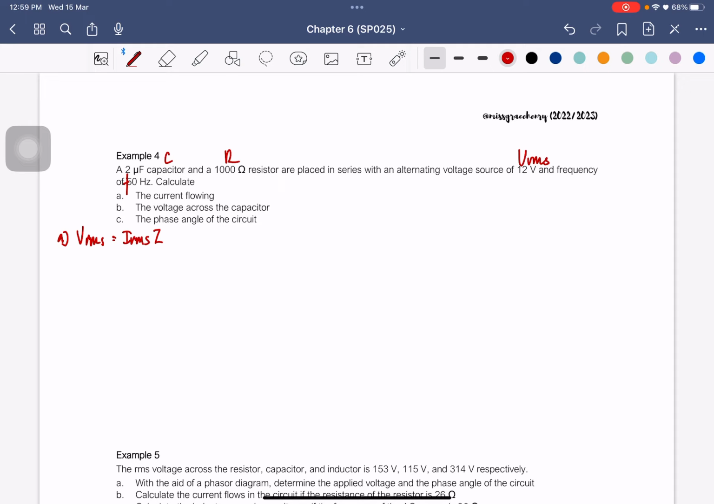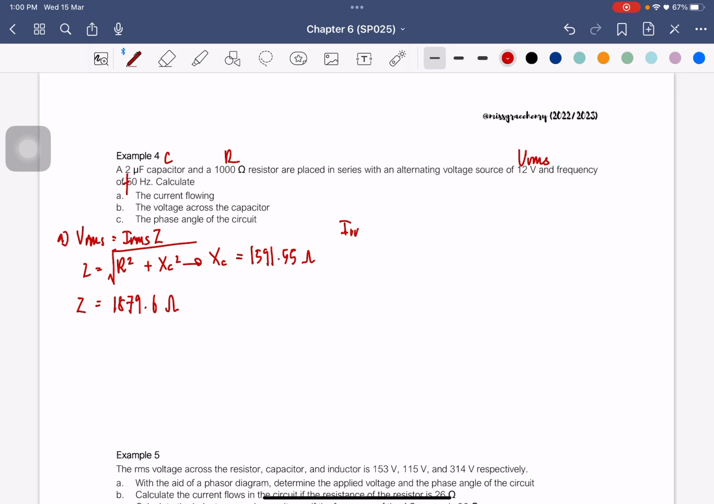Okay, so sekarang ni Z ni adalah square root of R square plus, so this is an RC circuit, so it is XC square lah. Okay, so yang macam ni. So from here, we are gonna calculate the value of Z lah. Okay, so Z, I'm not gonna substitute everything. So you just have to do it on your own. But the value of Z is equal to 1879.6 ohm lah. Okay, and the value of XC tu kamu akan dapat 1591.55 ohm. Okay, so ini adalah value yang kamu perlu dapat.